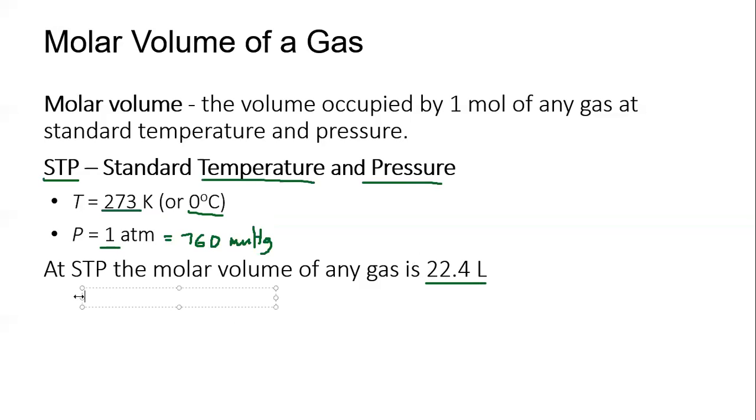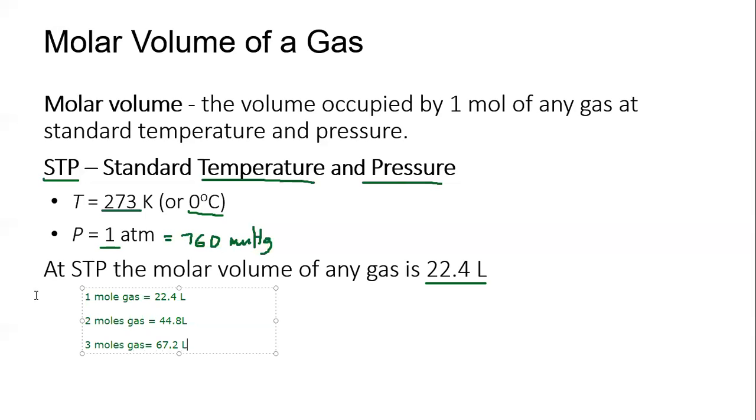So if 1 mole of gas is 22.4 liters, you can imagine 2 moles of gas would be 44.8 liters, and 3 moles of gas, so all we're doing is taking the moles and multiplying it by 22.4, would be 67.2 liters. So if you're at STP, it's very easy to find the volume of a gas.